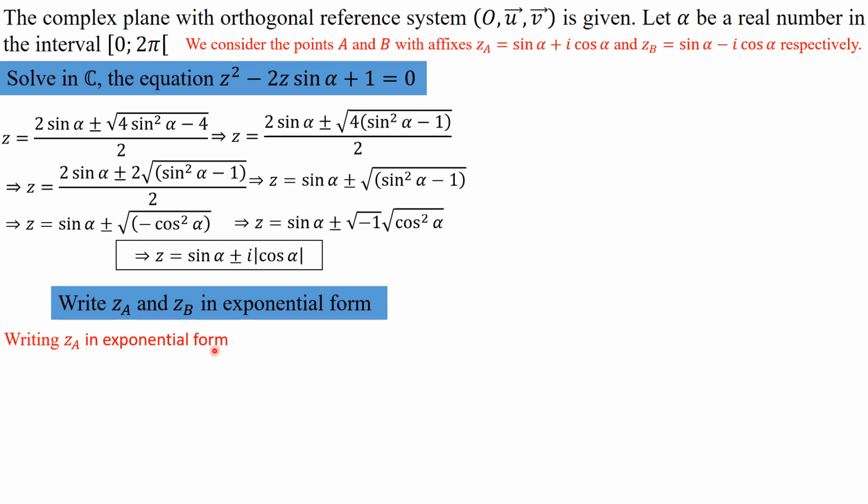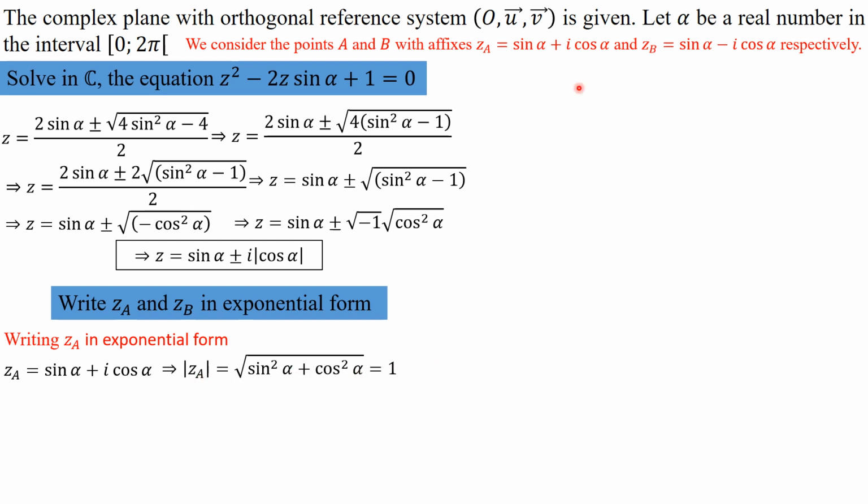To write in the exponential form, you just need the modulus of a complex number and the argument. So za equals sine alpha plus i cos alpha. It means that the modulus is the square root of the sum of the squares of the imaginary and the real parts. So we get the square root of sine squared alpha plus cos squared alpha. But for any angle alpha, sine squared alpha plus cos squared alpha is an identity, which is 1. So the square root of 1 gives us 1. So the modulus of the complex number A is equal to 1.